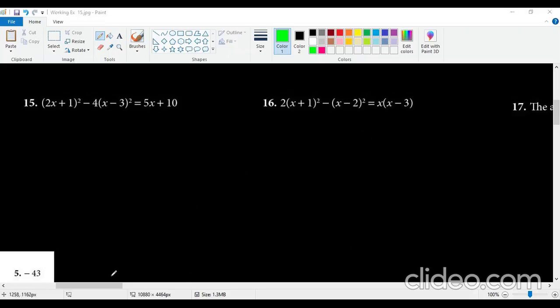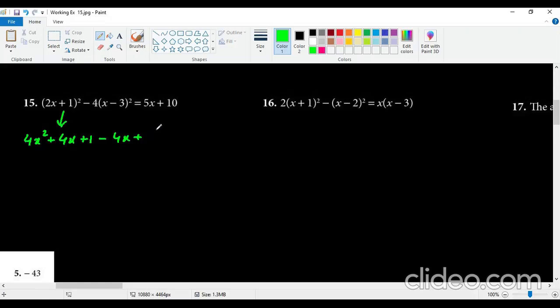Now moving on to question number 15. It's going to be 4x square and plus 4x plus 1, which is the expansion of this bracket using the (a plus b) whole square formula. The (a plus b) whole square formula is going to be used for this bracket. Now minus 4x, and minus minus is a plus.